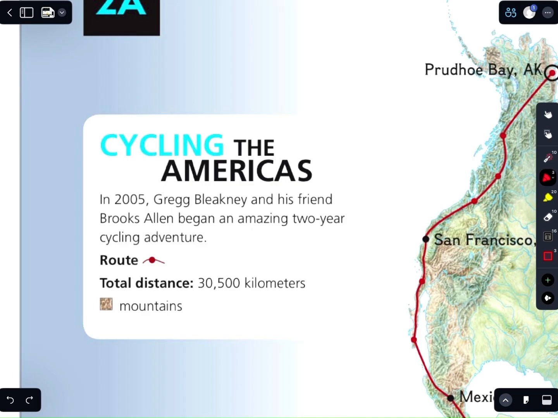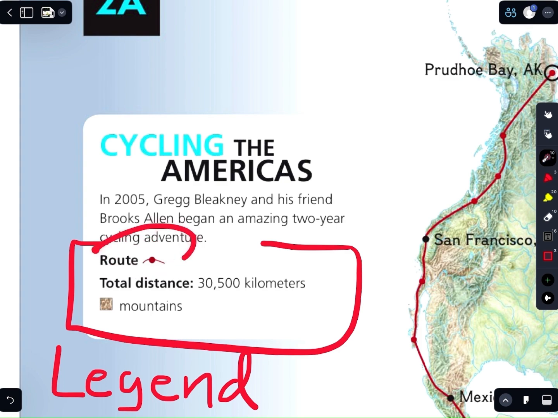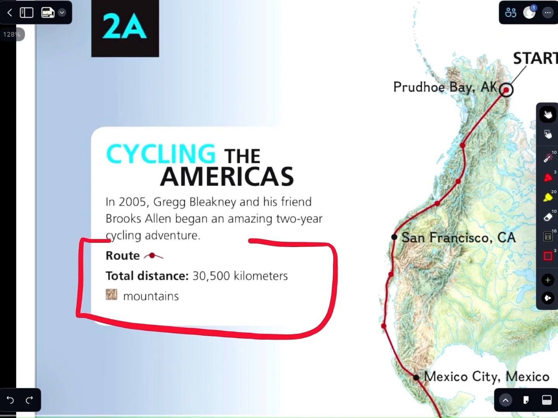We can see this here. We could call this the legend when we have a map and we have some symbols that we need to read. We call it a legend. So we can see that this one here is the route. That means the route, all this red line that we can follow. The total distance is 30,500 kilometers. And then this symbol, this image represents mountains. Okay, so let's look at it a bit more. Let's see what's happening.